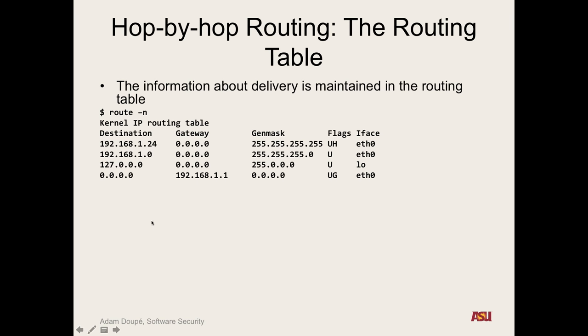What about this third line? Does this look familiar? Yes. It sends to the local loopback interface. Localhost? Yeah, so any packet destined for, but isn't localhost 127.0.0.1? Yeah. What does this match? Anything else that's not in the routing table.